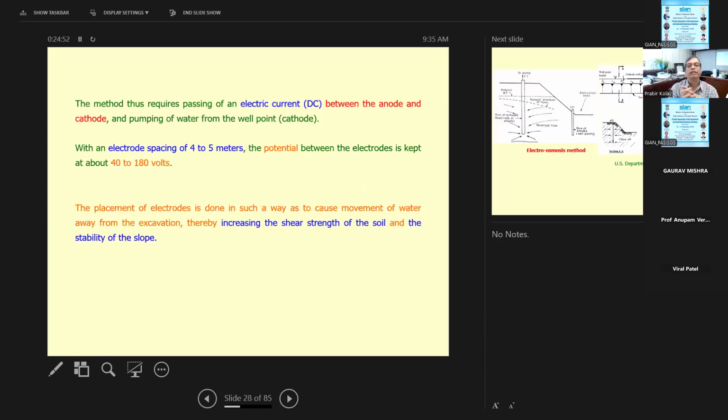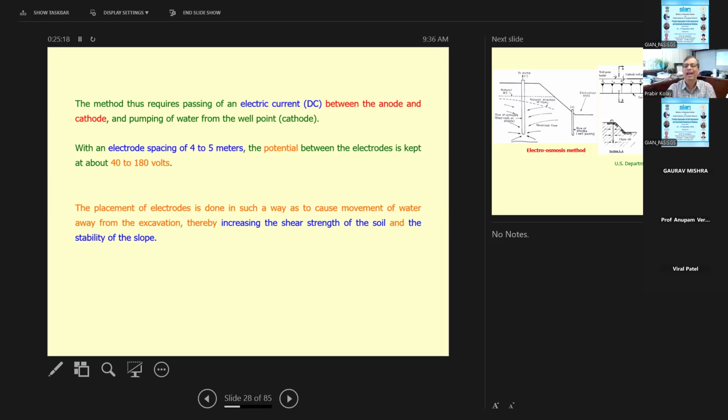Obviously in this method, an electric current, generally direct current, is required between the anode and cathode. As I mentioned, electrode spacing should be 4 to 5 meters, and the potential difference of the electrodes is kept between 40 to 180 volts. The placement of electrodes is done in such a way that it causes movement of water away from the excavation.